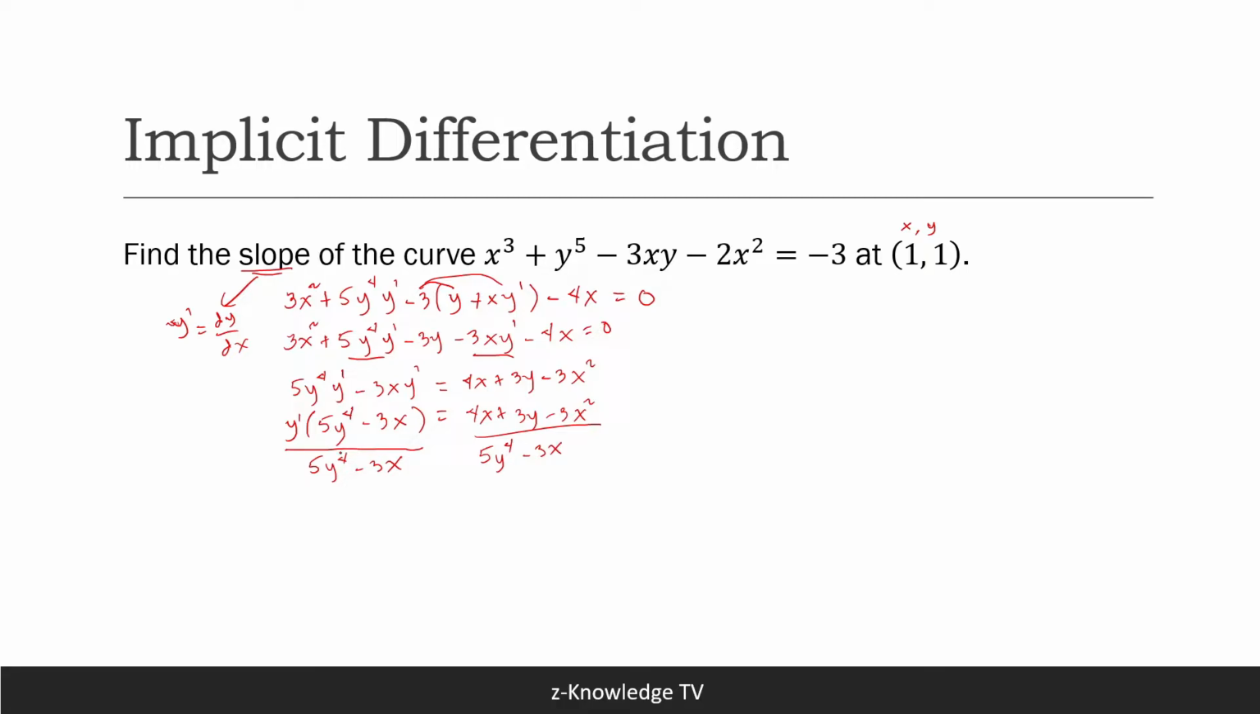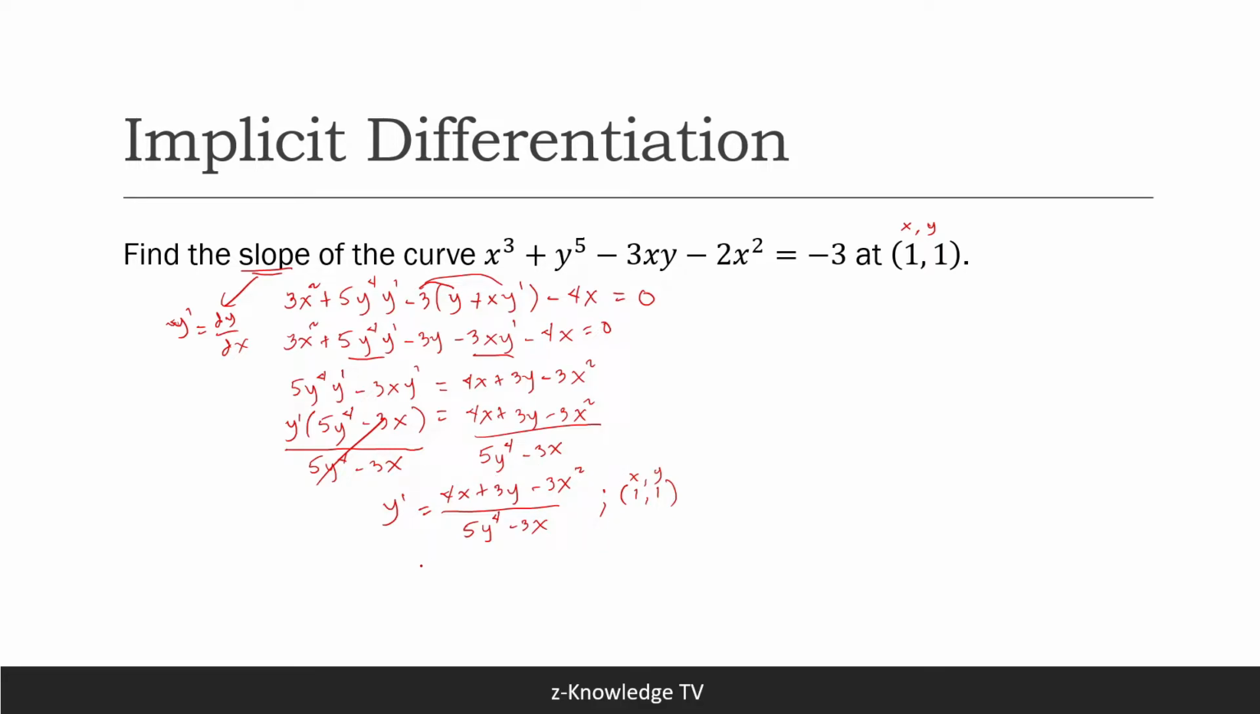Okay? So, para makancel natin to at maiwan natin nag-iisa yung y prime. So, matitira is y prime is equal to 4x plus 3y minus 3x squared over 5y raised to 4 minus 3x. Okay? Then, saka natin substitute yung point natin na 1, 1. Okay? So, yung 1 na to is x, then another 1 na to is y.